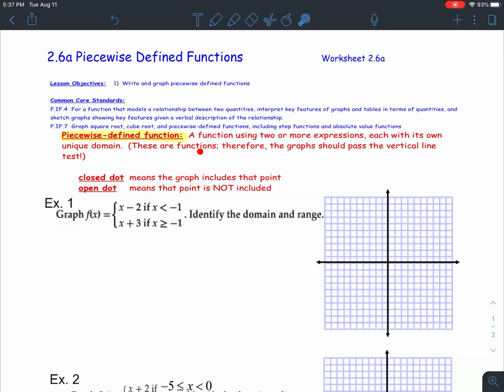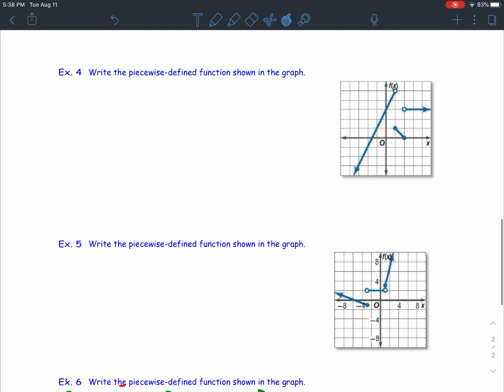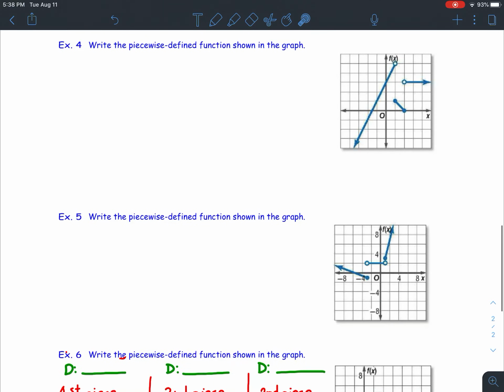Piecewise defined functions are anytime you use two or more expressions. Each will have their own unique domain. Please keep in mind that these are functions. Therefore, when you get to the end of the problem and you have constructed the graph, these graphs should be passing the vertical line test.